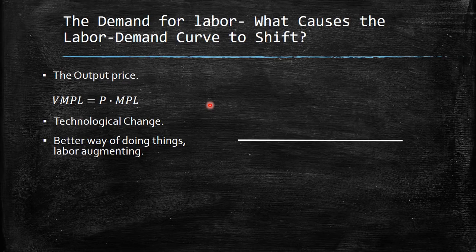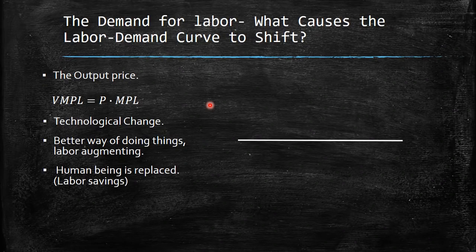It means that when we discover a better way of doing things, then at the end of the day this demand curve will move to the right, right? Because workers are more efficient, the value of the marginal product of labor increases.